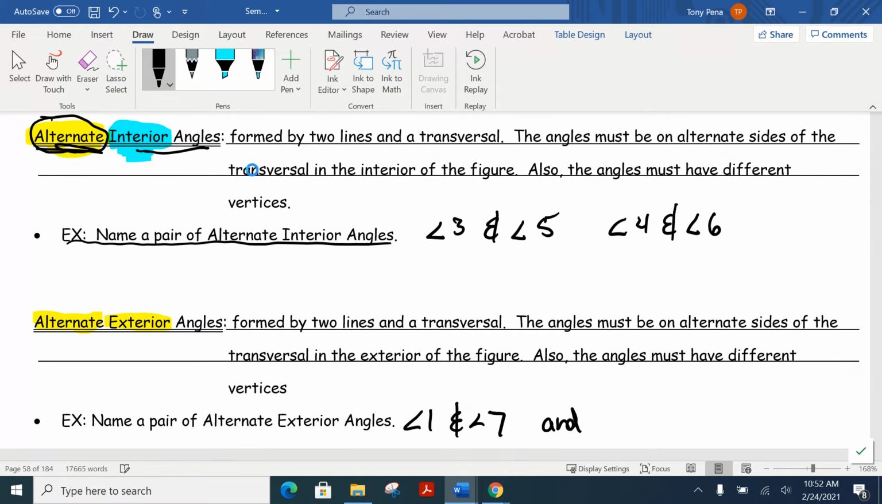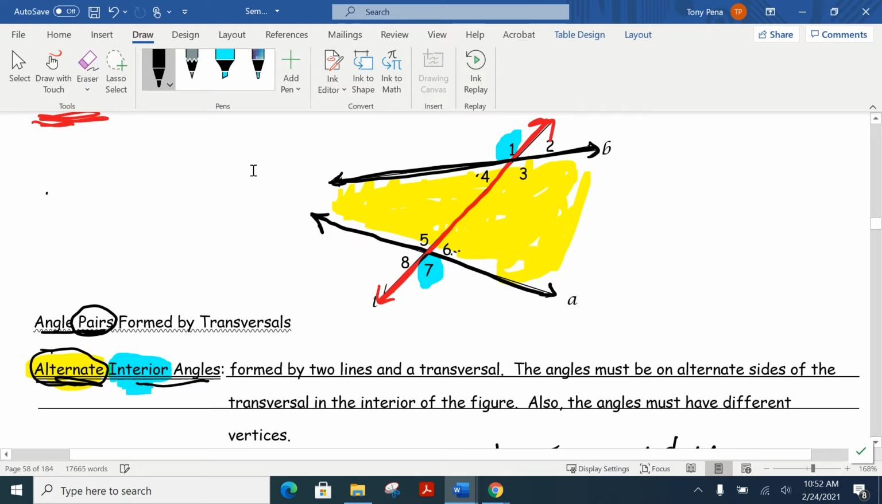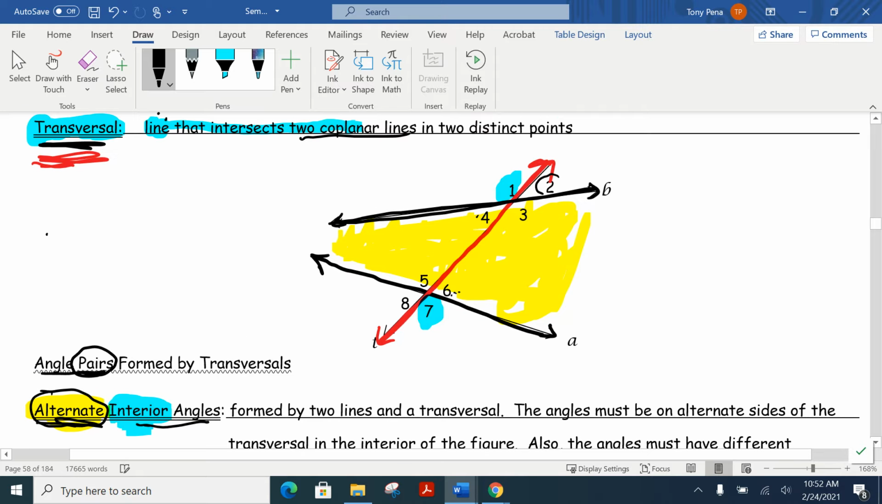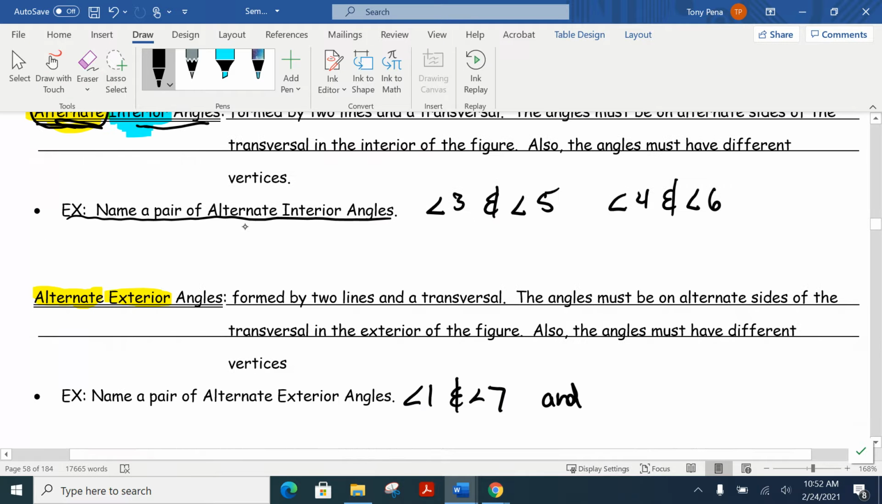And we should get another set, because if we go back up, if I took angle 2 right here, that's also outside of the yellow shaded region between the black lines, as is number 8, and they're on opposite sides of the transversal. So 2 and 8, we would also consider alternate exterior angles. All right.